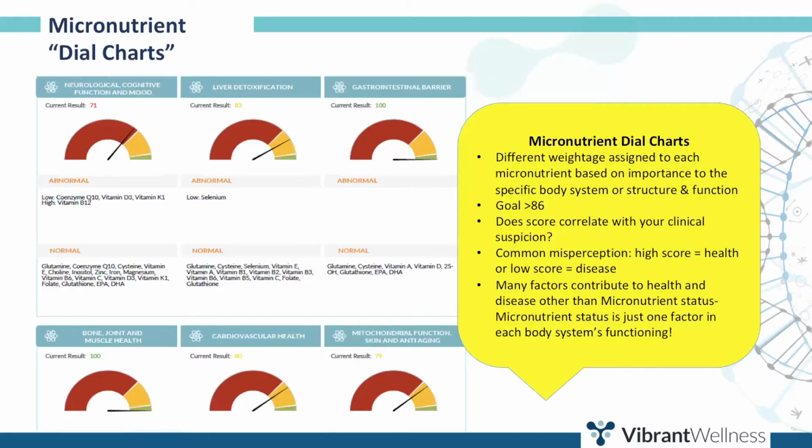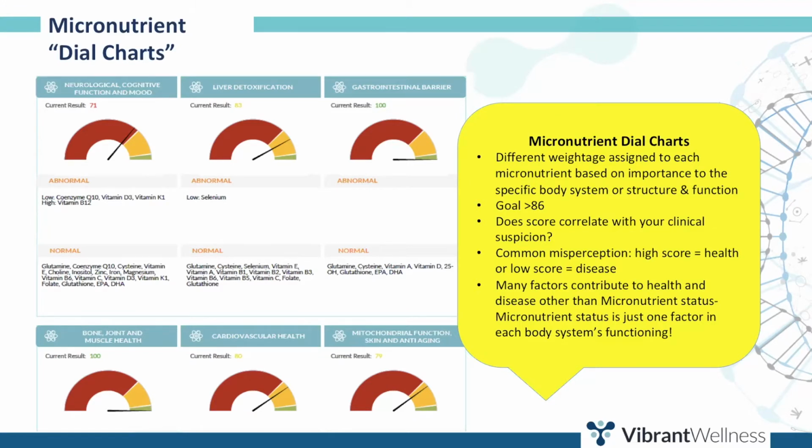The micronutrient dial charts on the test, I just want to mention it. I know some of the speakers earlier today did present their preference in using the micronutrient dial charts or not. I think different people respond to information differently as far as the graphical reporting. I think it's nice that we have grouped the micronutrients according to their body system or structure and function. There's definitely a few patient or client misperceptions that often need to be addressed with these micronutrient dial charts.